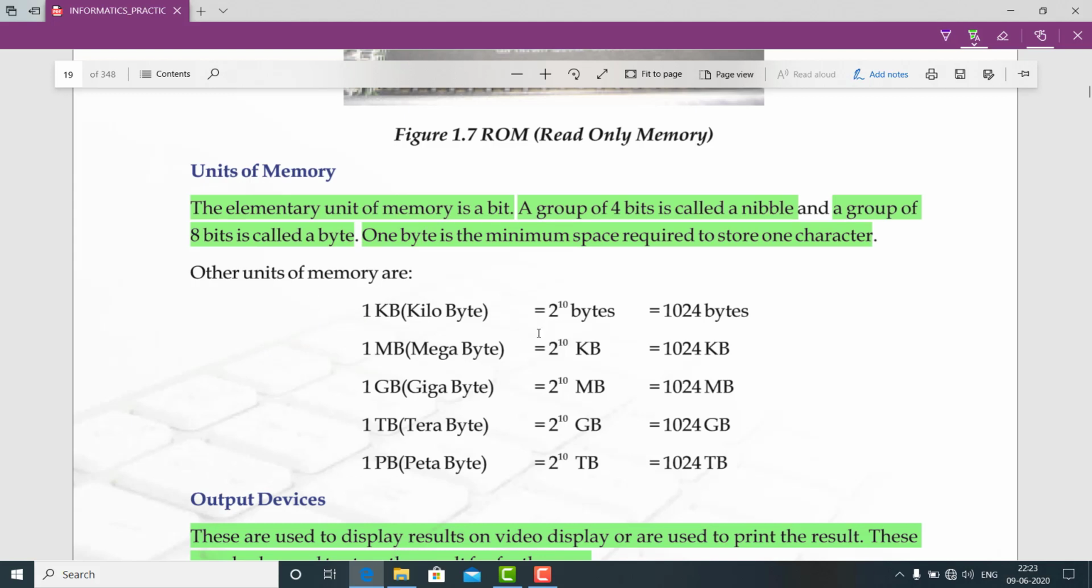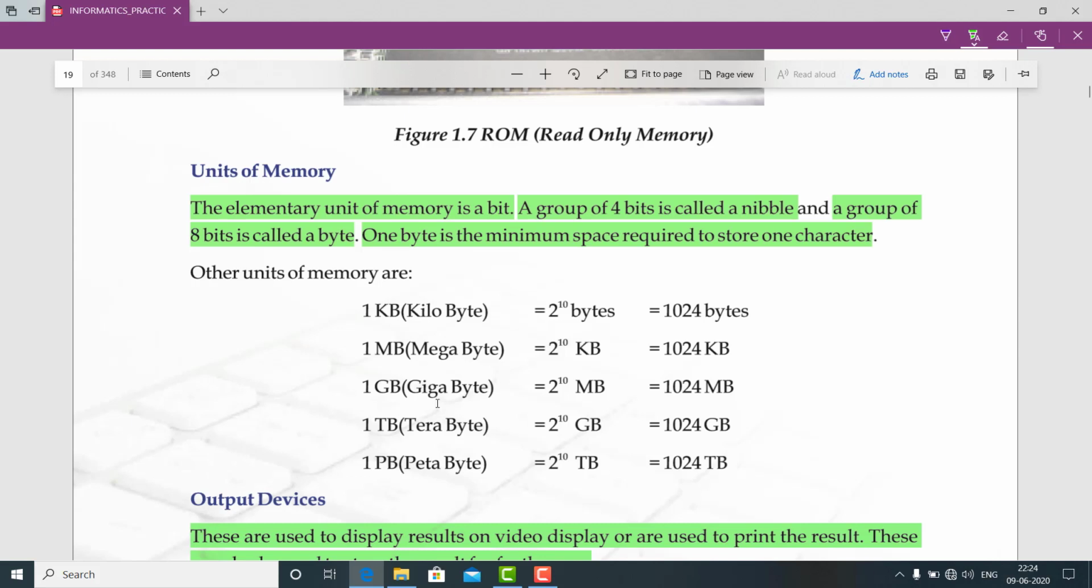1 kilobyte, we can calculate it as 2 raised to the power 10 bytes, means 1024 bytes will become 1 KB, and 1 MB means 2 raised to the power 10 KB, equal to 1024 KB, will become 1 MB, and 2 raised to the power 10 MB means 1024 MB will become 1 GB, and 2 raised to the power 10 GB means 1024 GB will be called 1 TB, terabyte, and 2 raised to the power 10 TB means 1024 TB is called 1 PB, petabyte. So these are the units of memory.